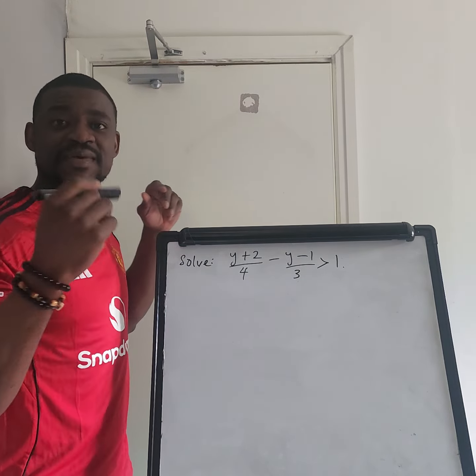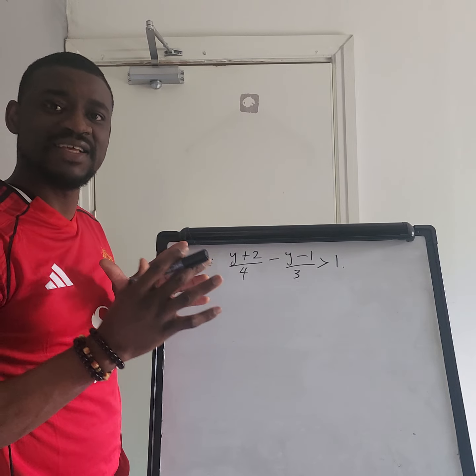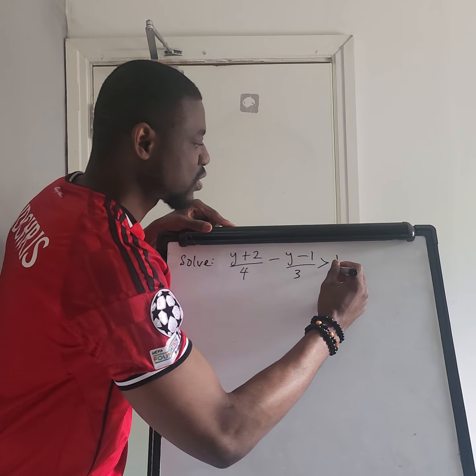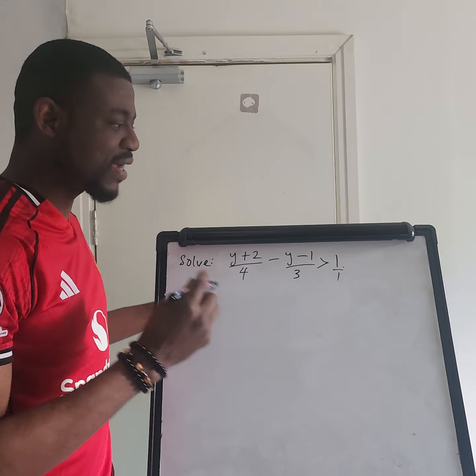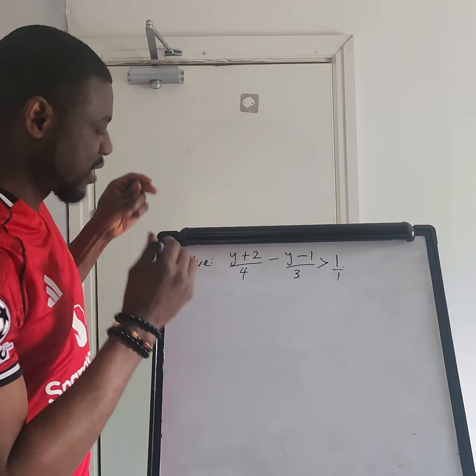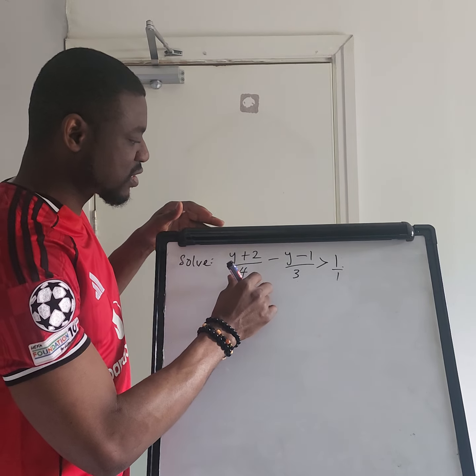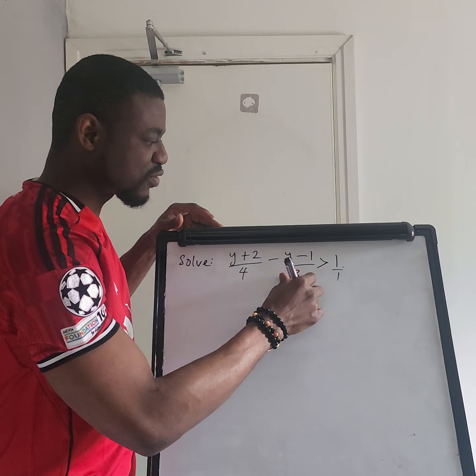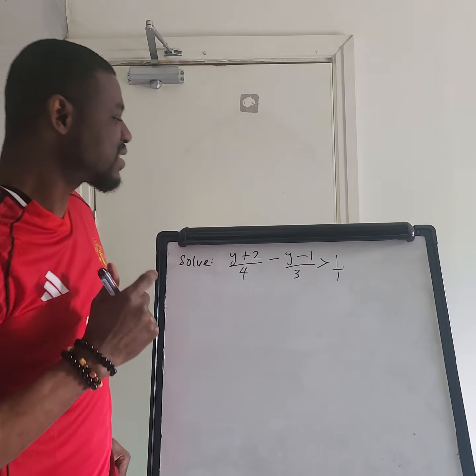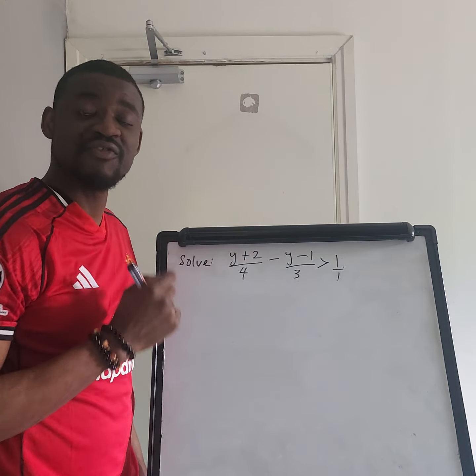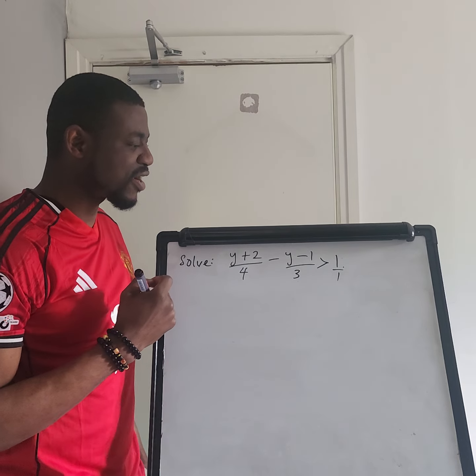Permit me, originally it's not in the expression, to introduce 1 here. Alright, so I've introduced this 1. That means I've got a fraction here, a fraction here, a fraction here. So the next thing I need to do is to remove the fraction. How can I remove the fraction?